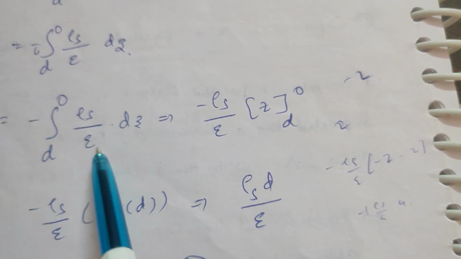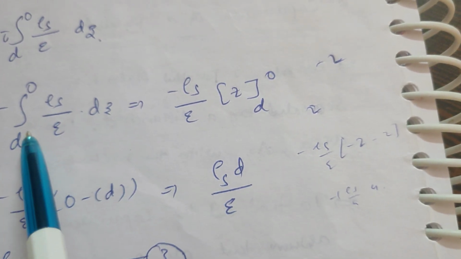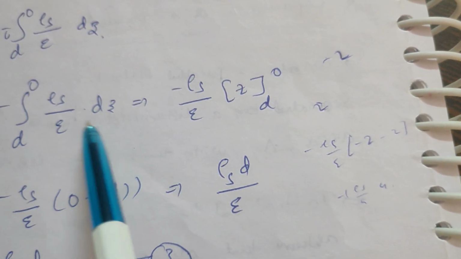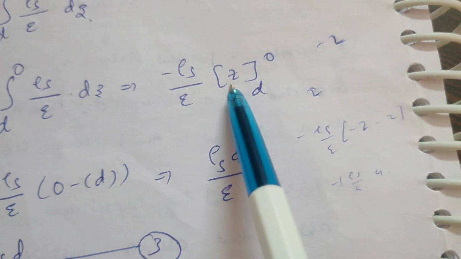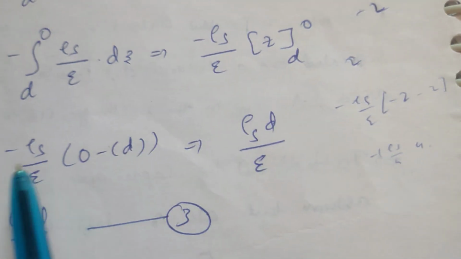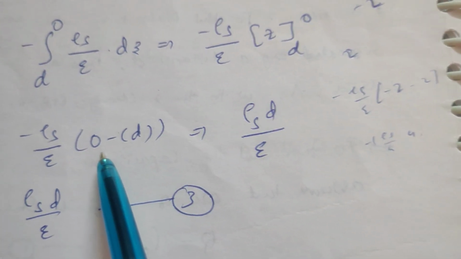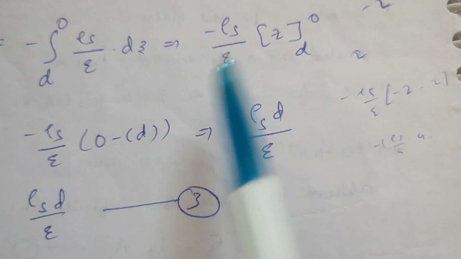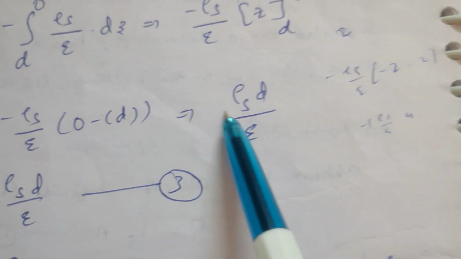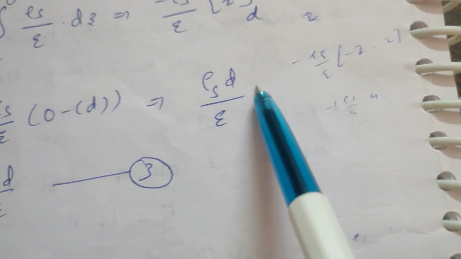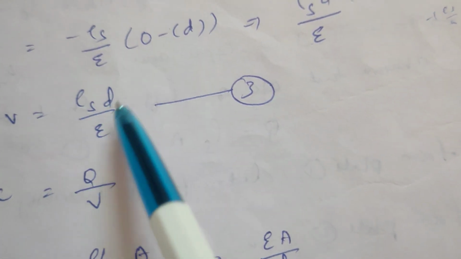Take the constant term outside. So it becomes minus rho s by epsilon naught, and the integral of dz is z. Apply the limits: the upper limit is 0 and the lower limit is d, so we get minus into minus, which is plus, giving rho s by epsilon into d. Therefore the electric potential V is equal to rho s into d by epsilon.